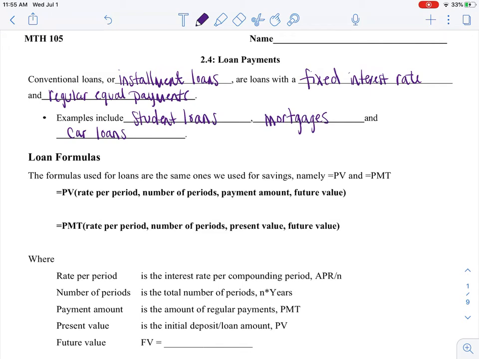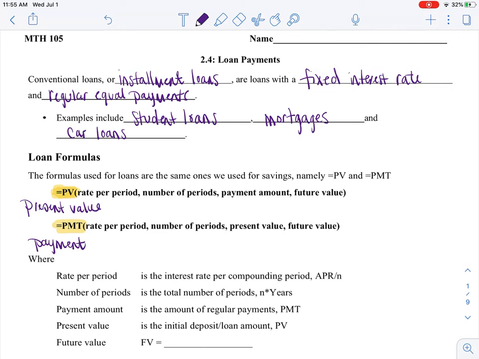The two functions you'll use in whatever spreadsheet you like to use, either Google Sheets or Excel, are PV, which is present value, and your payment function. So the hardest thing, I believe, with this section is just knowing when to use which function. We're going to discuss that to make sure it's more clear.